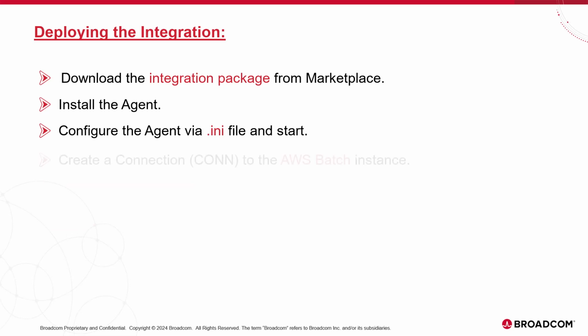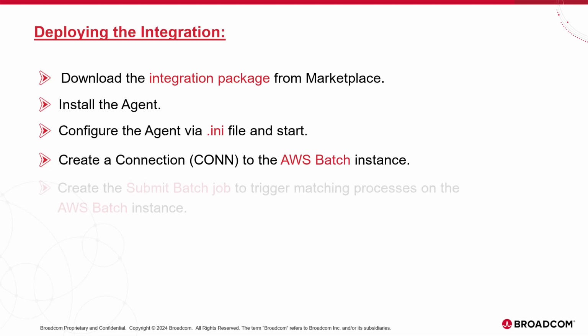We create a connection object for every AWS Batch instance that we need to support. For this, we use the template con object, which we duplicate as many times as we need. The con object references the AWS Batch endpoint.